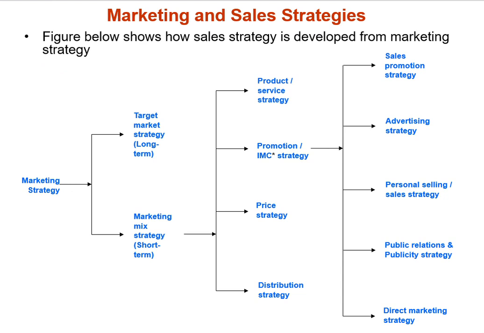So, marketing and sales strategy. In this figure, marketing strategy is divided into two. That is your target market strategy, that is for the long term, and marketing mix strategy, that is for the short term. What is the product, price, place, and promotion? So, in this, again, marketing mix is divided into four. Product, services strategy, promotional, that is IMC strategy. IMC is nothing but integrated marketing communication, price strategy, and distribution strategy.